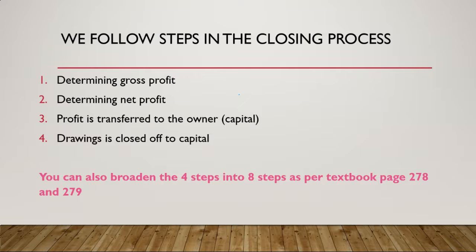Now in step 3, we transfer that profit to the capital account, to the owner, and then the last one is drawings, which is closed off to capital to show exactly what the owner's capital or net worth in that business is.